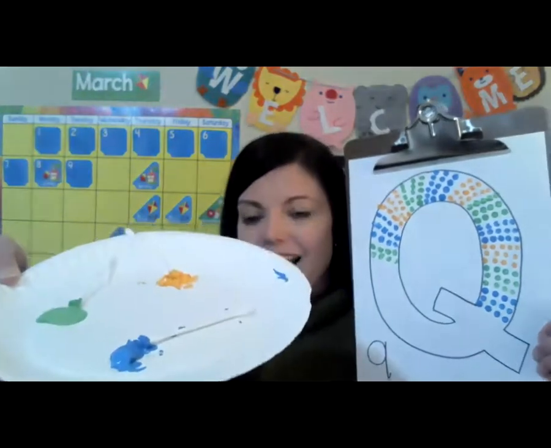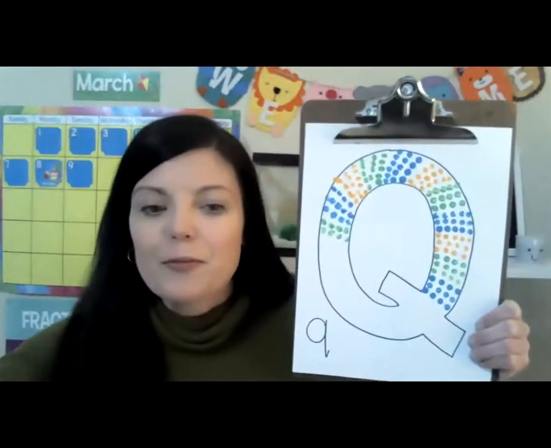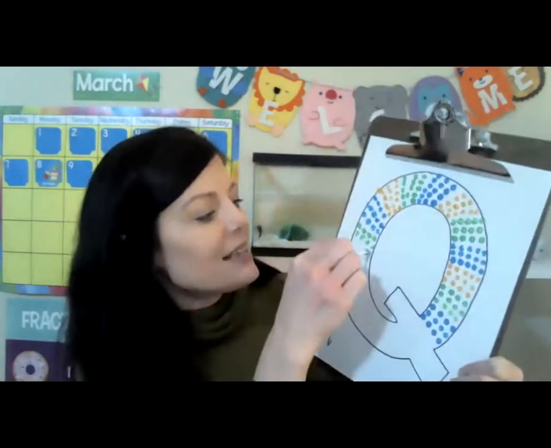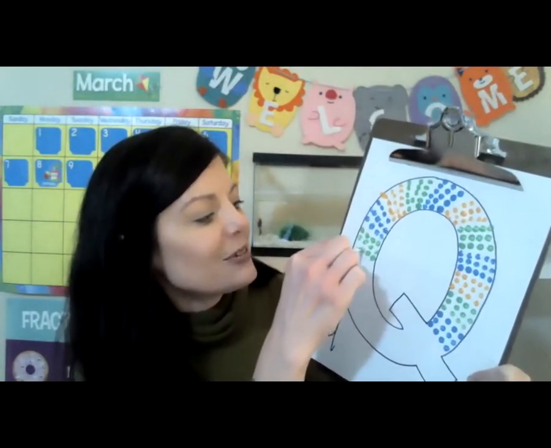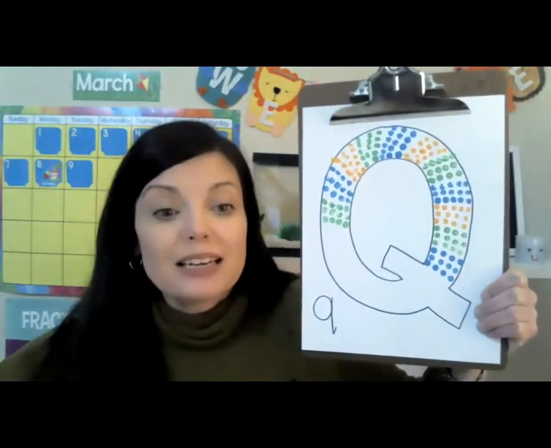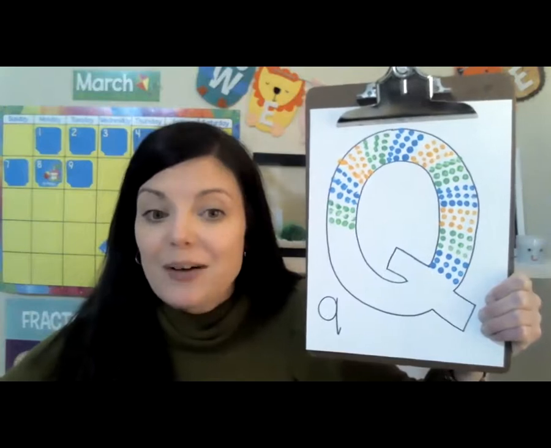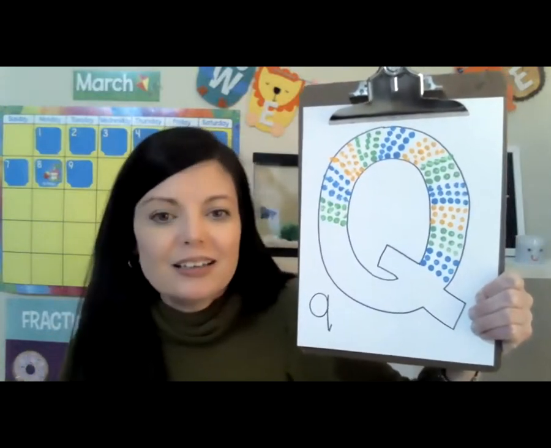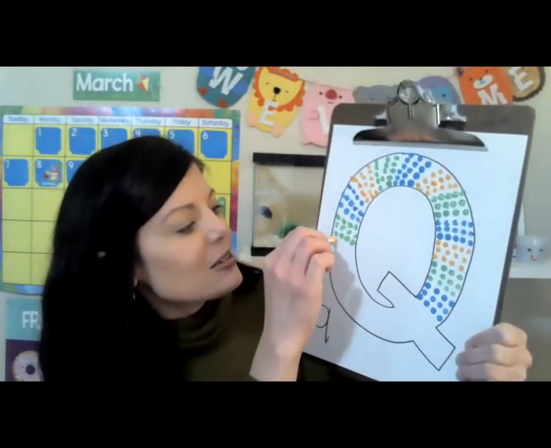We're going to use Q-tips. So I have some Q-tips here and just a little bit of different colors of paint. And now I'm just going to dip the Q-tip into the paint and make some little dots all over this letter Q. If you'd like to, you can even do some patterns. That would be fun. So I have some blue and then green and orange.